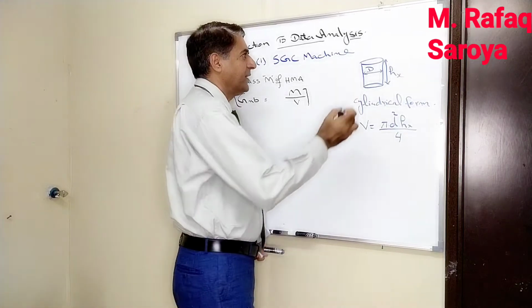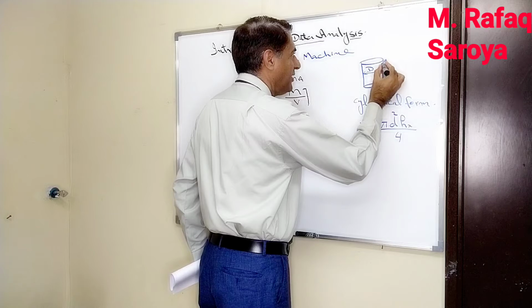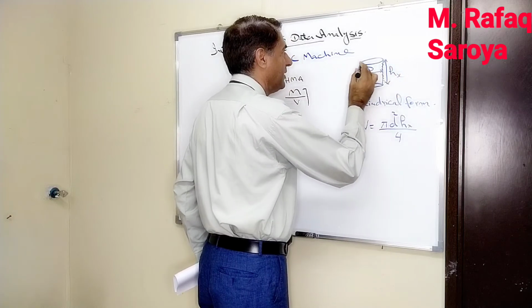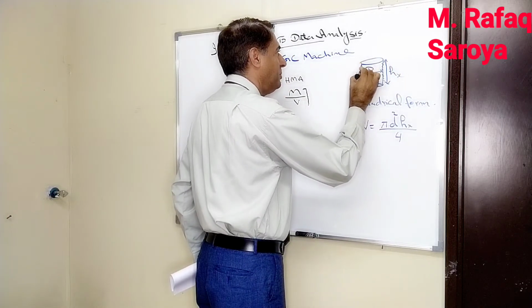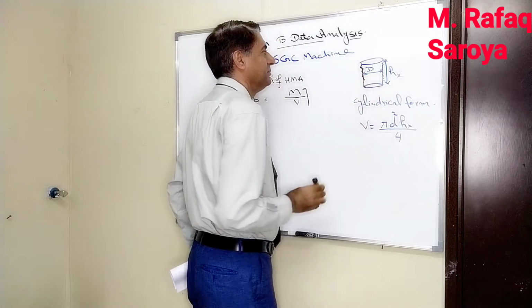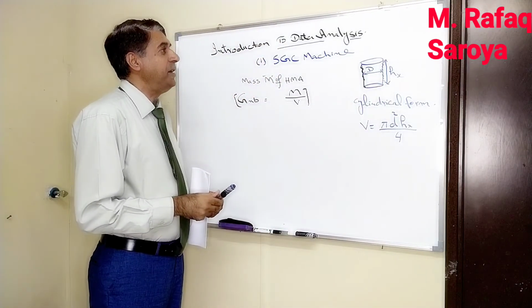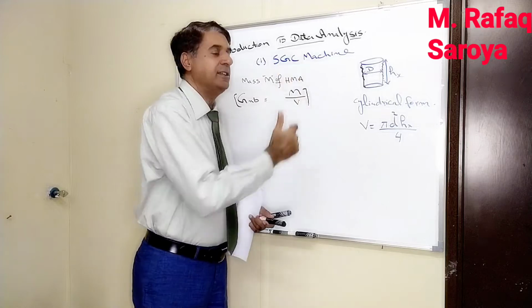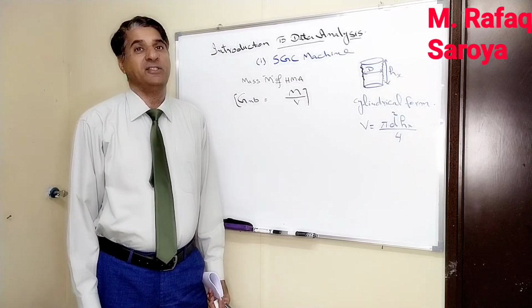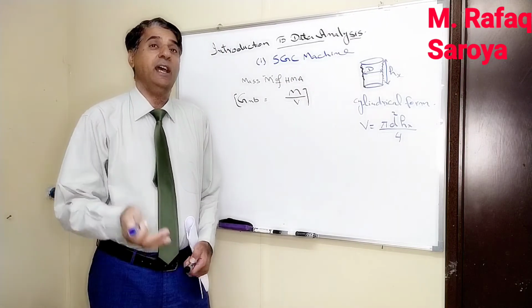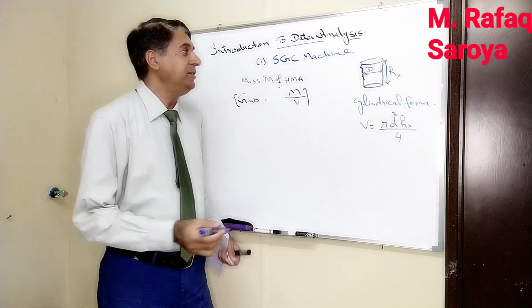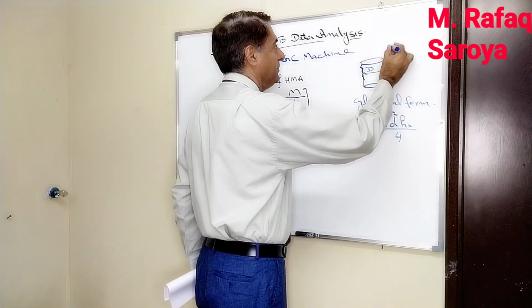Because you see, this surface is actually not smooth. It is like this one. When surface is like this, it is known as imperfection. It is not an absolute cylindrical shape. These are the imperfections.